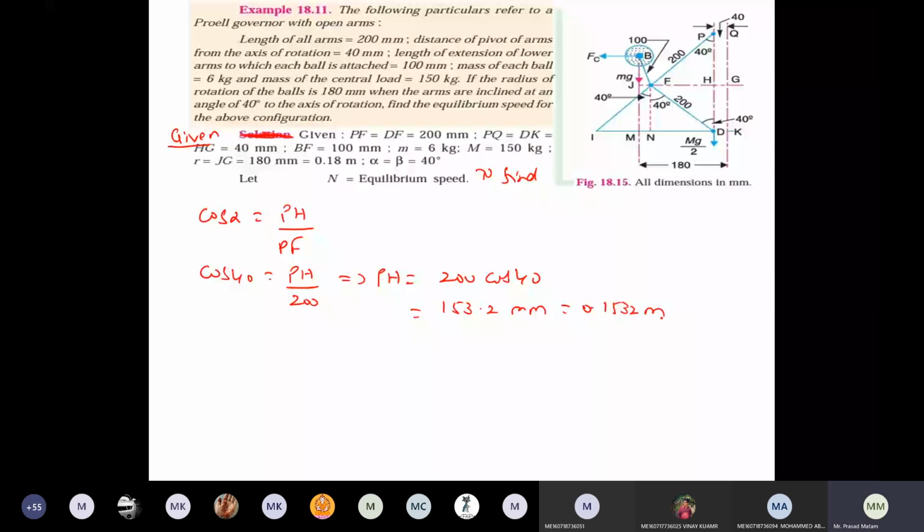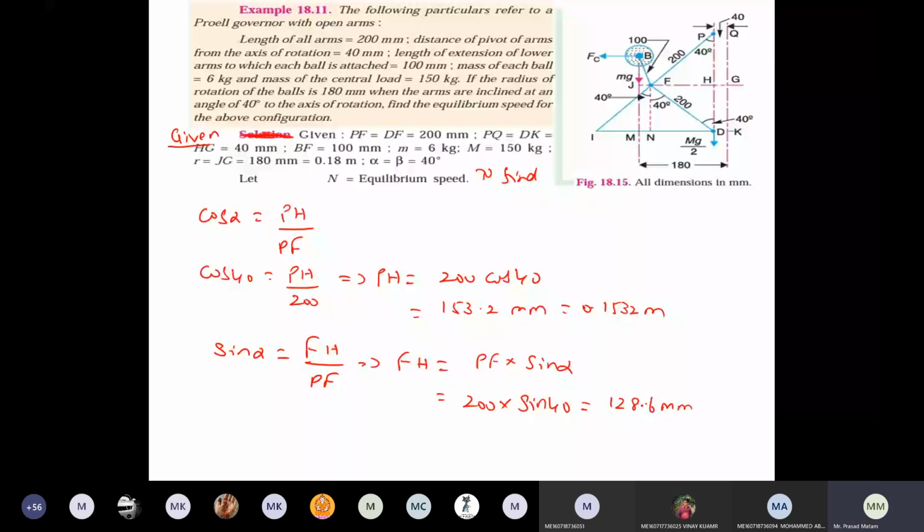Now try to find sin alpha. What is sin alpha here? Can anyone answer? Sin alpha is FH by PF. Now try to find the FH value. From this, FH is equal to PF into sin alpha. PF I know, 200 into sin 40. What is the answer I am getting here? 200 into sin 40 is 128.6 mm. Okay, that's true. No problem.